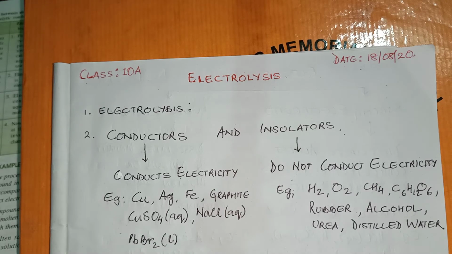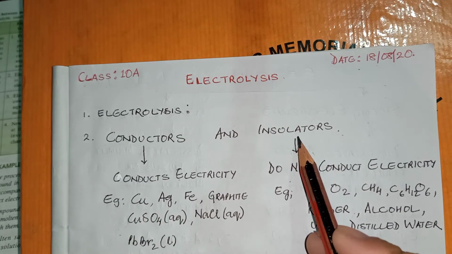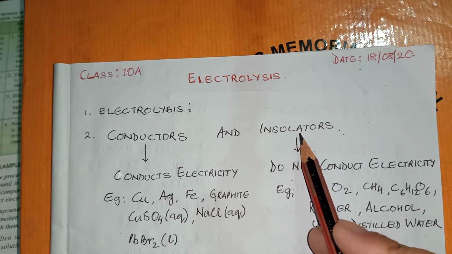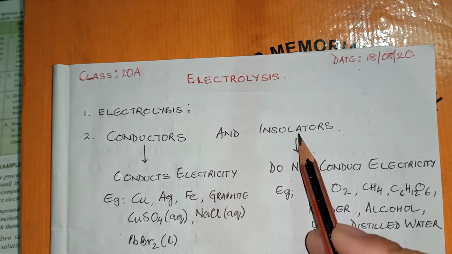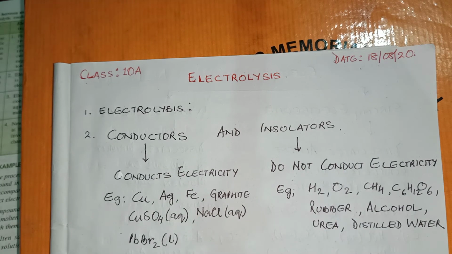Now, according to the passage of electricity through any substance, we have two types of substances, and they are called conductors and insulators, or they are also called non-conductors. So non-conductors are also called insulators. Now, what are conductors? Conductors are metals, alloys, or any other substances which conduct electricity. Conduct means which allows electricity to pass through them.